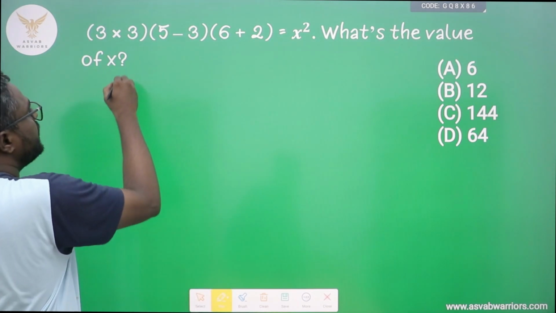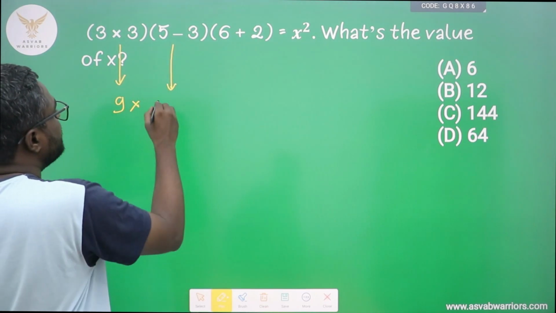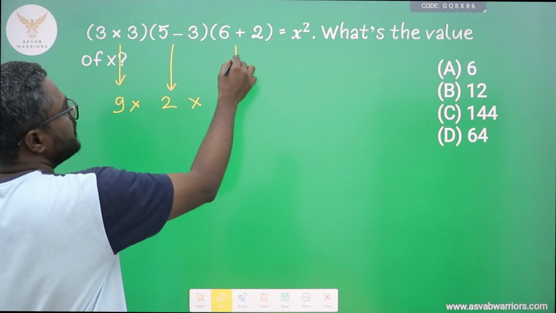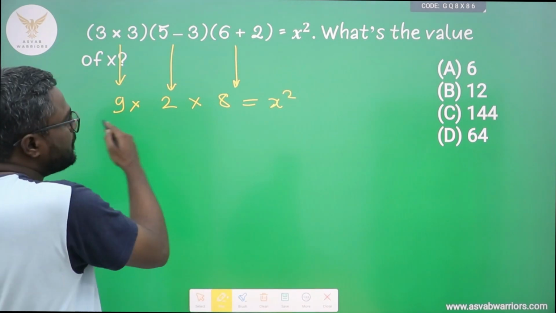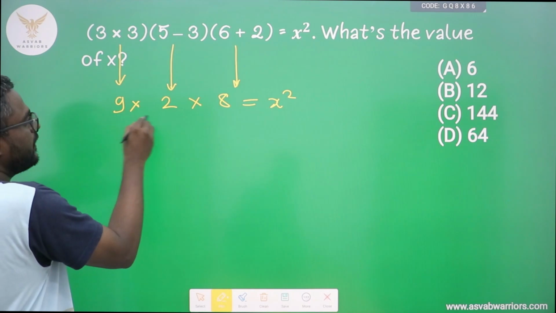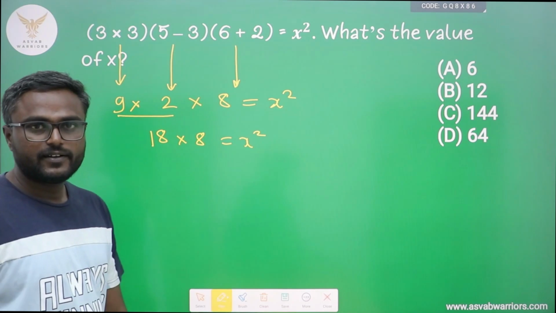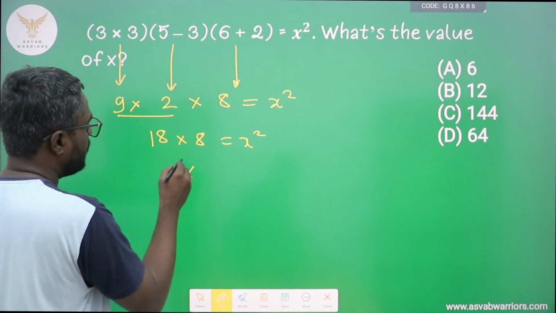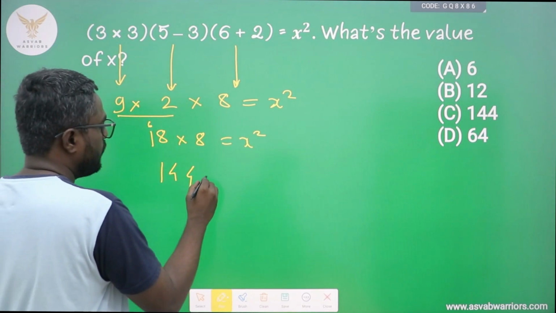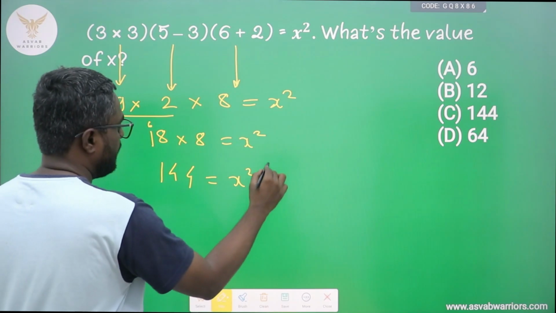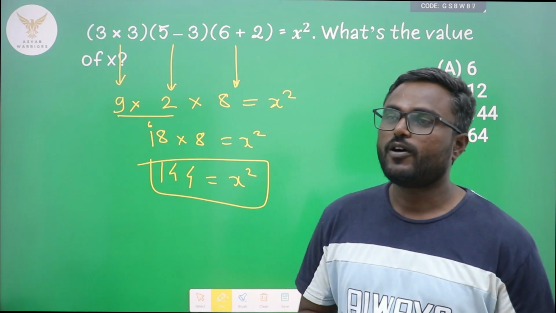So first thing, 3 times 3 becomes 9 times 5 minus 3 is nothing but 2 times 6 plus 2 is nothing but 8, equal to x square. Now what will I do? I'll multiply all these numbers first. 9 times 2 is nothing but 18 times 8 equals x square. So 8 times 8 is nothing but 64. 6 carried. 8 times 1 is 8 plus 6 is 14, so 144. So x square equals 144.